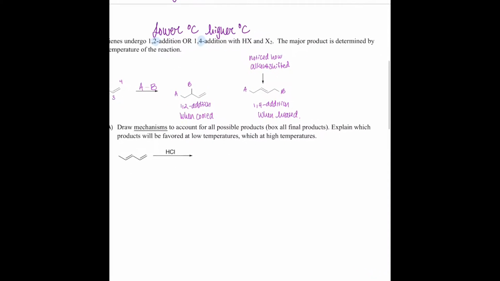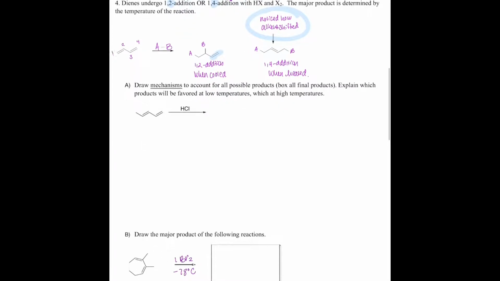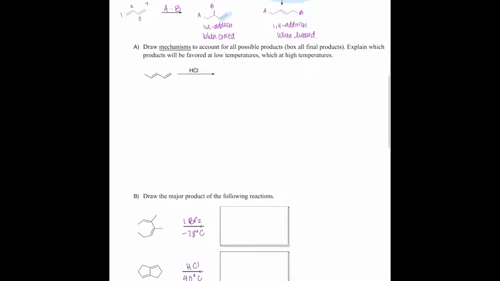So something else that you can see, a characteristic of 1-2 addition and 1-4 addition, is that in 1-4 addition, the alkene, the double bond, is actually going to shift, as you can see in this little note right here. The double bond is going to shift, whereas in 1-2 addition, it just stays where it is. So you'll see a greater example of this in the next problem, which is draw all mechanisms to account for all possible products. This one is going to get a little filled here, so just kind of follow along.